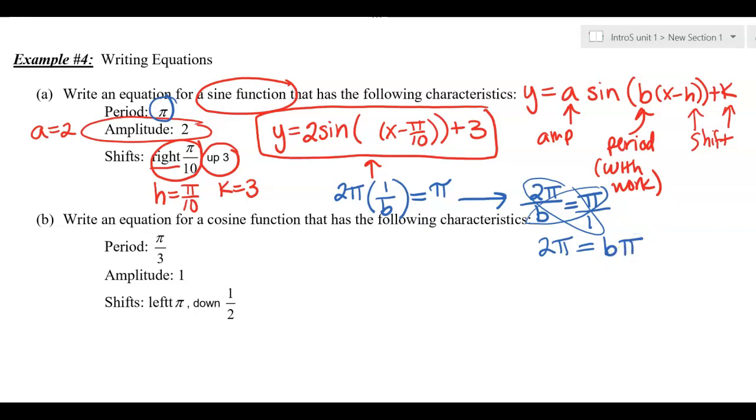Then just keep track of what you're solving for. You're trying to get the B alone. The only thing that stands in the way of B being alone is dividing by that pi. And so we get that B is equal to 2. So B is 2.